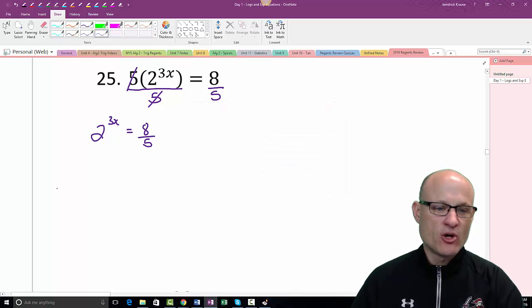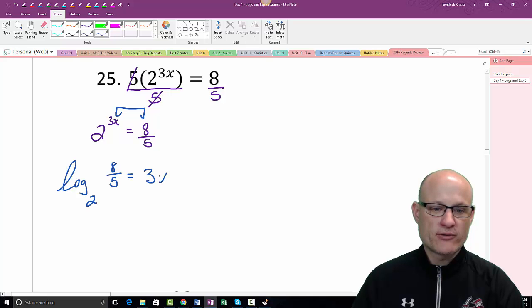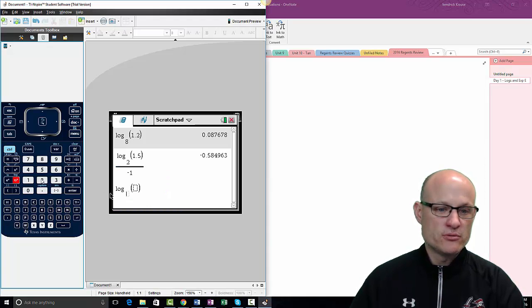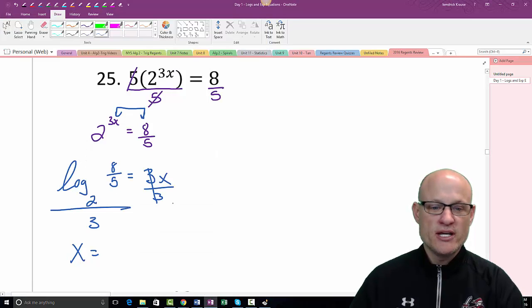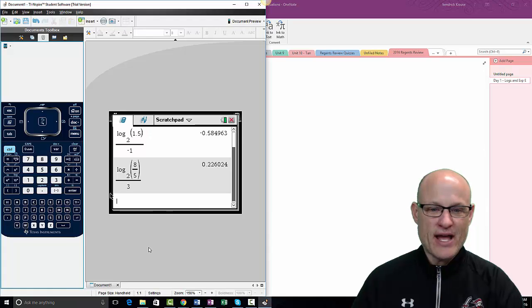All right, so now it's all about that base. So log base 2, now these two things are going to switch, of 8/5 is equal to 3x. And then we'll just divide by 3. So I get x equals log base 2 of 8/5 divided by 3. So I get 0.2260. You know, it's like, well, who the heck knows if that's right?